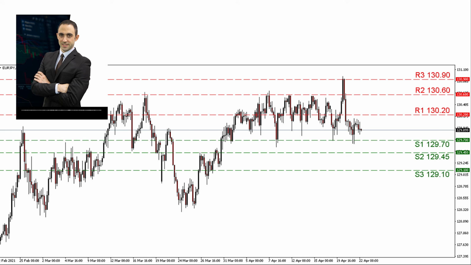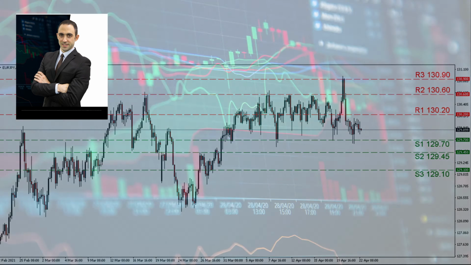Lower than that, the S2 129.45 hurdle could be found interesting, while at the end our S3 129.10 support hurdle could be tested if the sellers are increased. The Japanese inflation data for March and the Jibun manufacturing figure for April will be released on the 23rd of April and could be considered important by traders if they are considering EUR/JPY for trading.